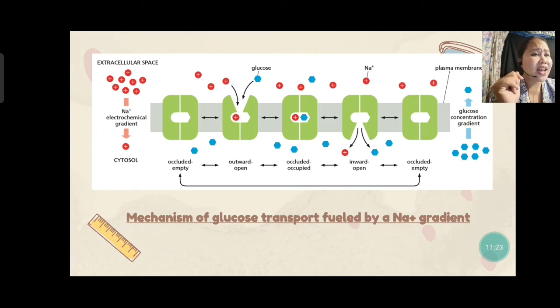So, another process is that occluded empty, since the ions and the glucose are already transported to the other side. So the glucose concentration gradient now, ang iyahang concentration gradient is for cytosol, mas daghan na siya ang atoang glucose content than the outside.